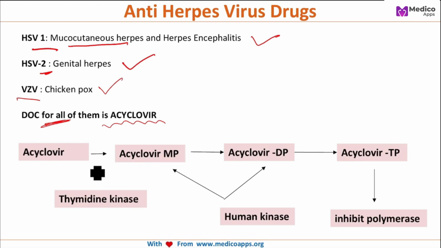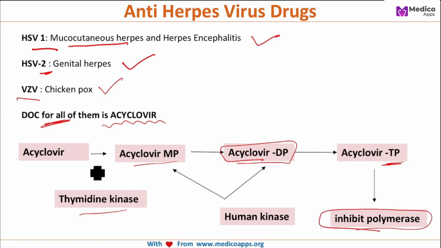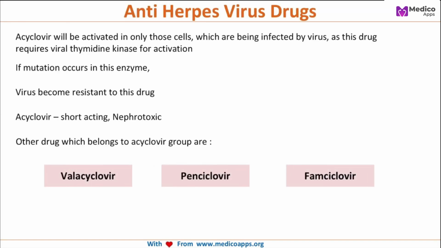Now, acyclovir in the presence of thymidine kinase forms acyclovir monophosphate, and again it is converted into acyclovir diphosphate and acyclovir triphosphate. This inhibits the polymerase enzyme. Okay, so acyclovir will be activated in only those cells which are infected by the virus, as this drug requires the enzyme viral thymidine kinase for its activation. Okay, please remember, this acyclovir acts only on the cells which are infected by the virus.